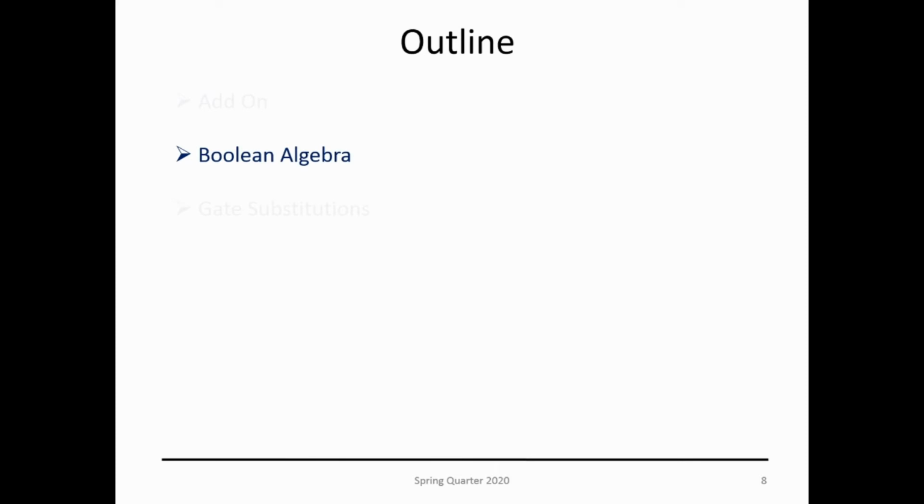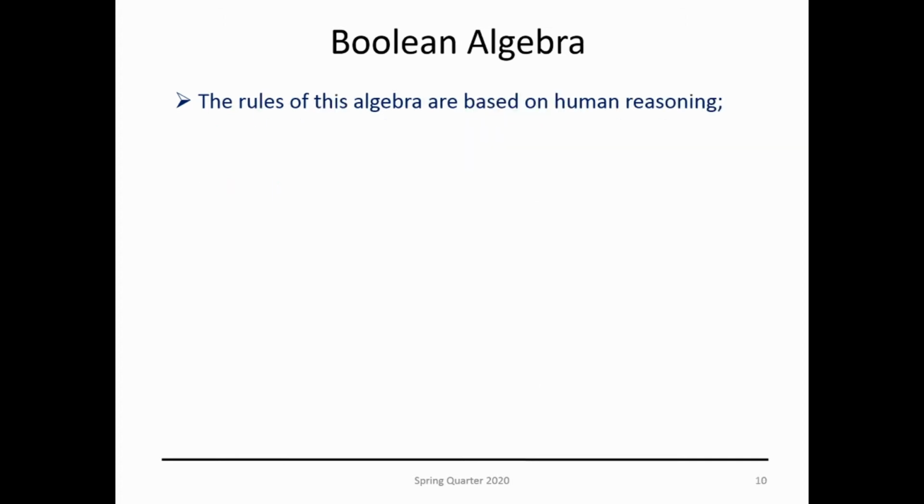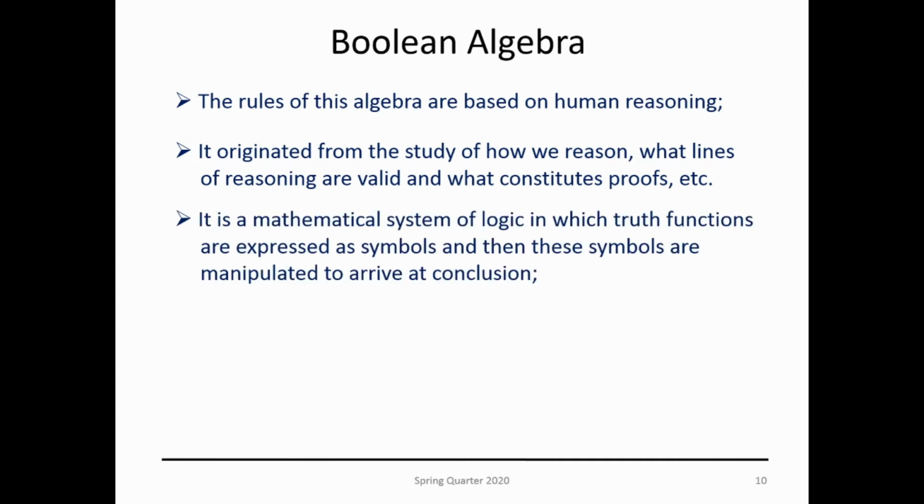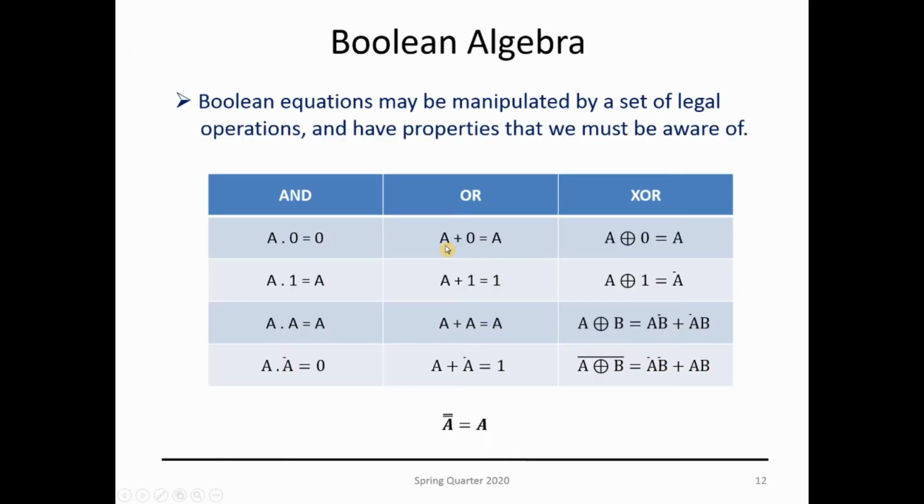Then we have Boolean Algebra, invented by George Boole in the mid-1800s, and it's just a set of rules based on human reasoning, and we have a bunch of symbols that we use. We learned these on previous videos for the logic gates that we have, and we also have a couple of rules or properties that we can use to manipulate the Boolean expressions. These are just a couple of them: AND, OR, and an exclusive OR.